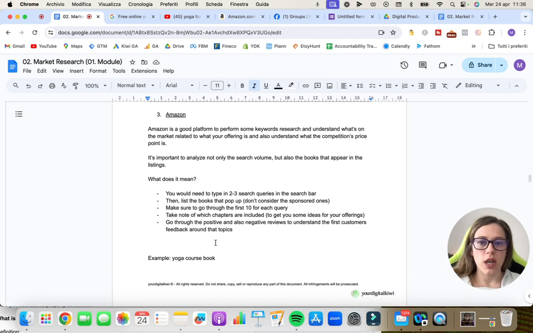So you will need to type in 2 to 3 search queries in the search bar, then list the books that pop up. Again, don't consider the sponsored ones. We don't care about those ones. Make sure to go through the first 10 for each query. Take note of which chapters are included to get some ideas for your offerings, and go through the positive and also negative reviews to understand the customers' feedback around the topic.